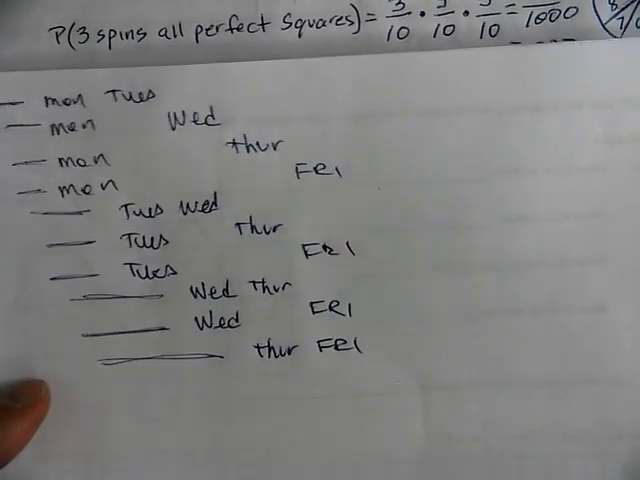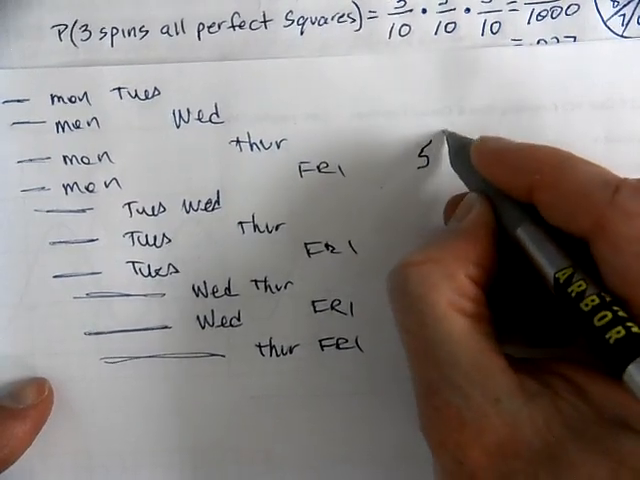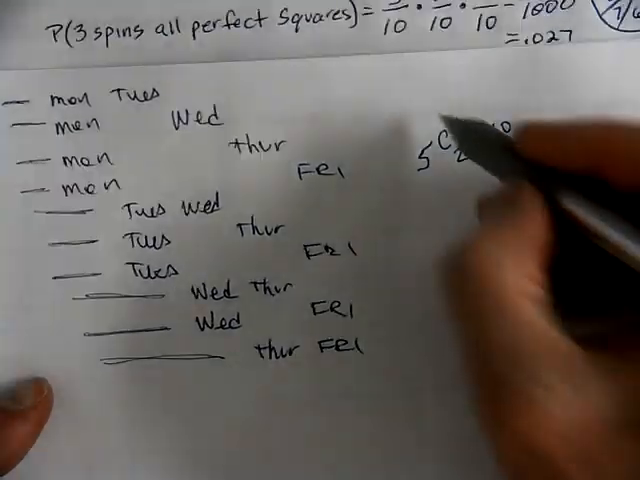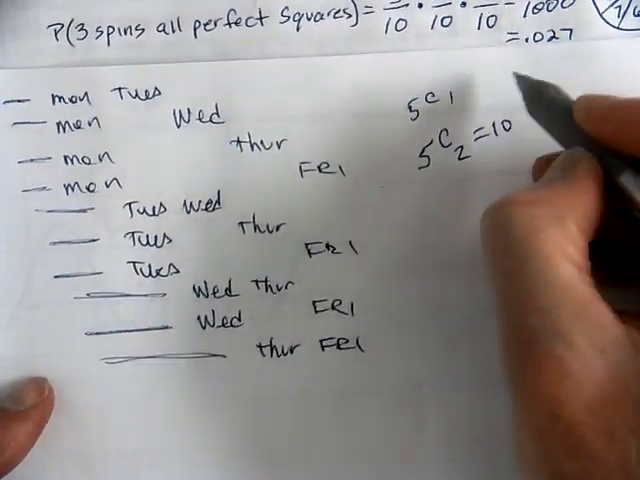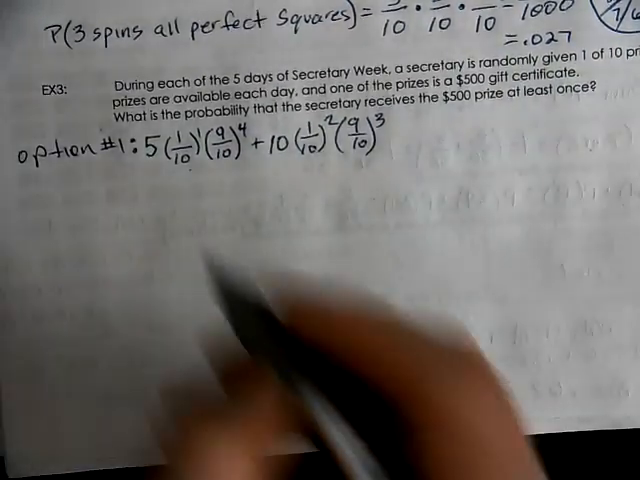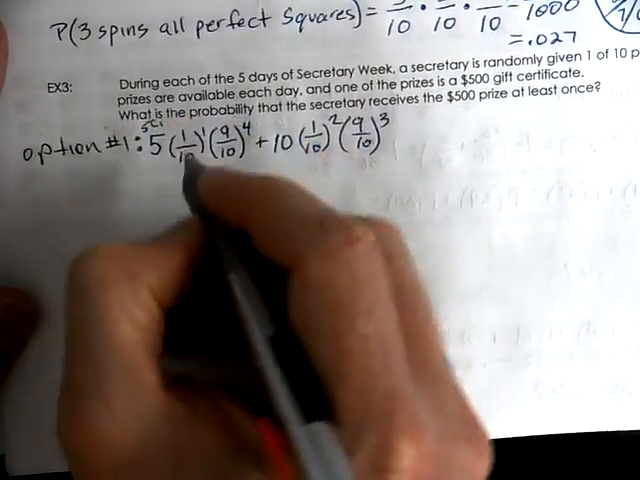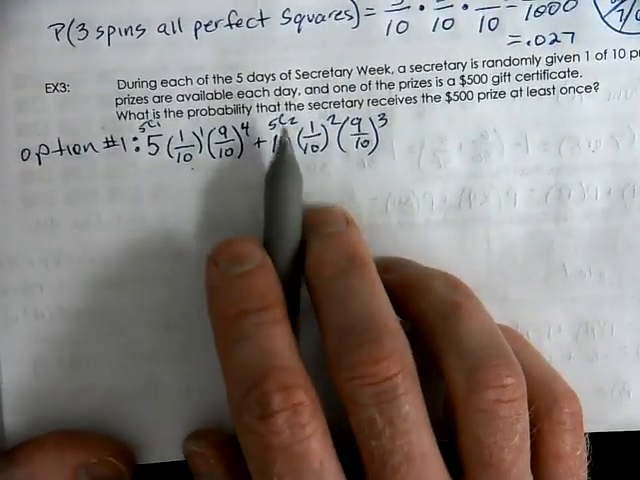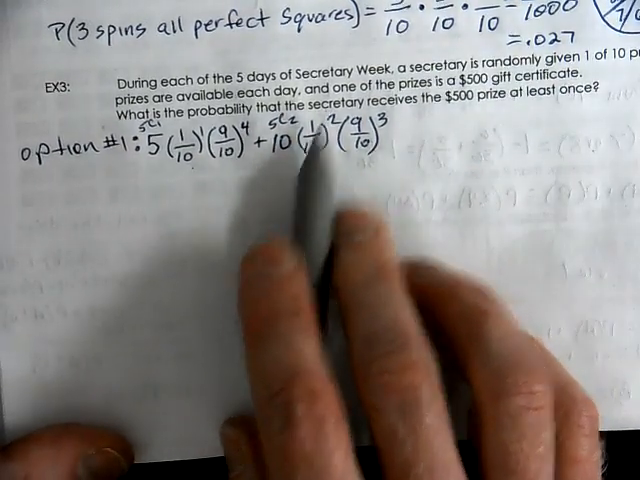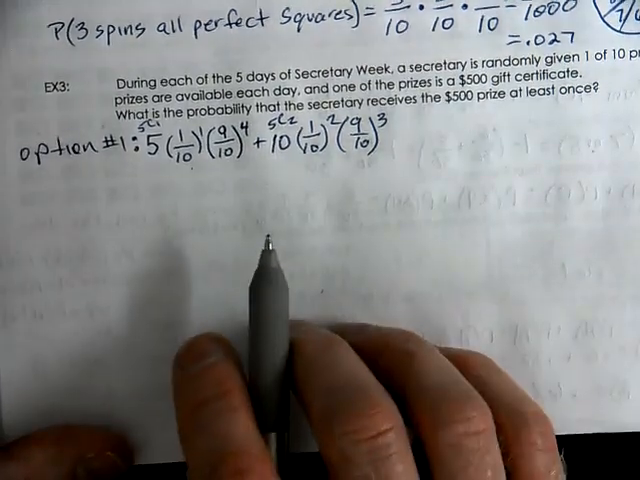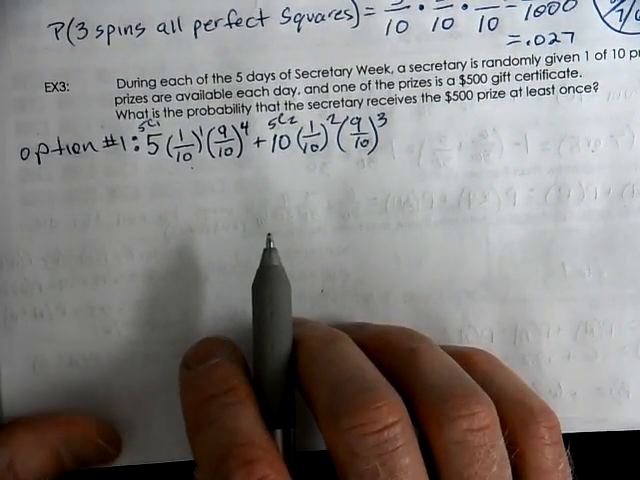Well, Mr. Weber, you just showed us how we did 10. 5 choose 2. That is the number 10. 5 choose 1. That is the number 5. So this calculation is 5C1. This calculation is 5C2. So if you're trying to figure out the number of ways that you can win the prize twice, you don't have to draw them out to calculate it. You can actually do 5C2. That helps a bit.